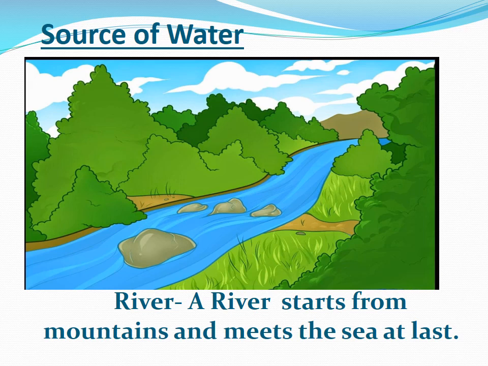The area near the bank of the river will have good crops because they will have plenty of water for the irrigation of fields. Irrigation means watering the crops on a large scale.